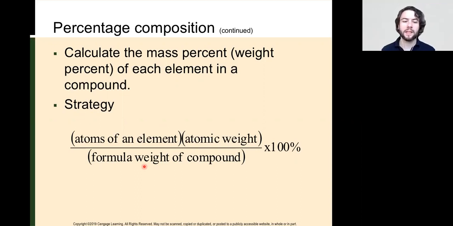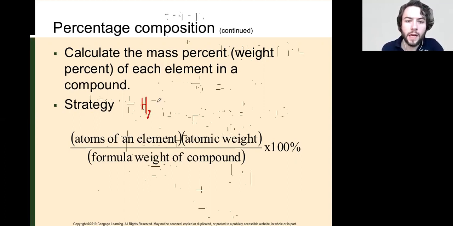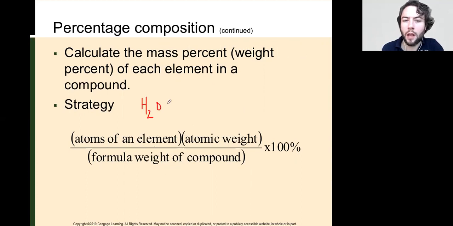So this calculation is not unique to chemistry. Calculate the mass percent or weight percent of each element in a compound. The strategy here is to use this equation, which is just a fraction times 100. Here we have the formula weight of the compound. Say, for example, we have water. So we're going to look at H2O, that we've talked about a lot.